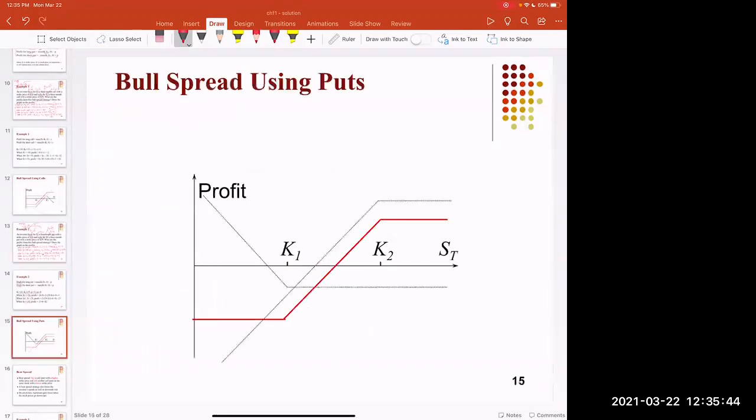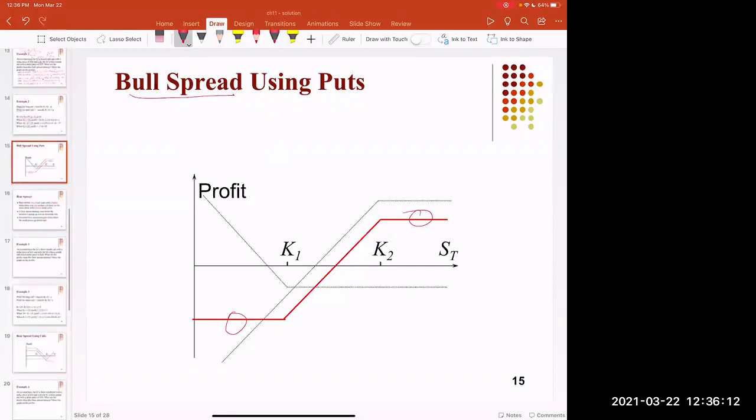And you see the profit pattern is similar, right? For bull spreads, using either calls or puts, you will see that when the stock price is lower, they have a maximum loss, and when the stock price is higher, they have a maximum gain. Okay, so the bull spread strategy basically limits downside risk and limits the upside. So far we have talked about bull spreads.